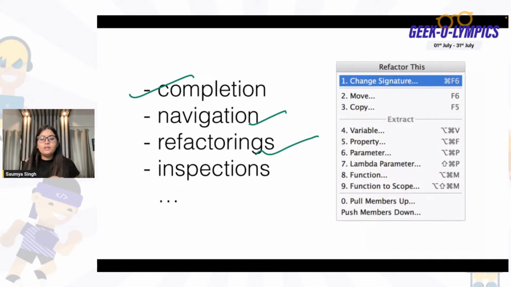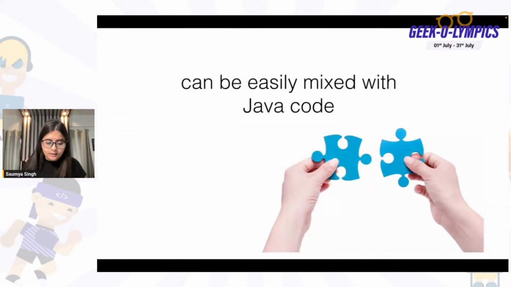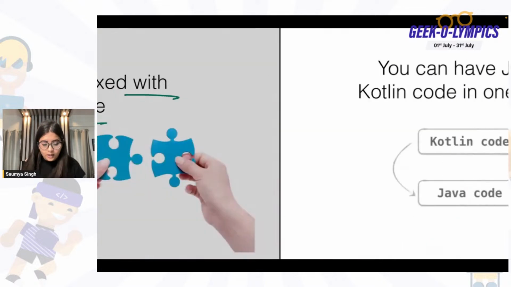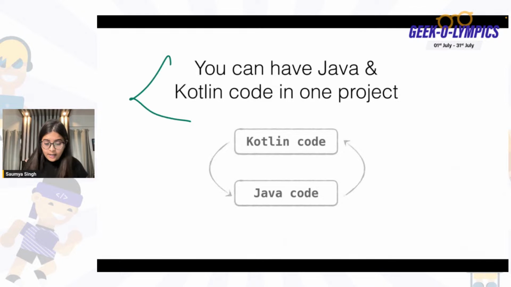Refactoring is also there, you can do refactoring. There are some extensions, built-in extensions as well, in Android Studio, with the help of which you can directly convert your code from Java to Kotlin. Okay, inspections and multiple features are there which you can use, and as I told already, it can be easily mixed with Java code as well. Okay, and yes, you can have Java and Kotlin code both in one project. I have done it multiple times.